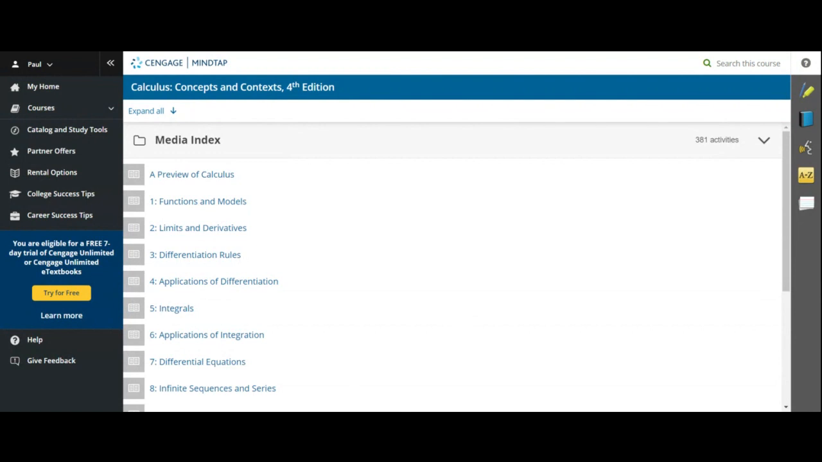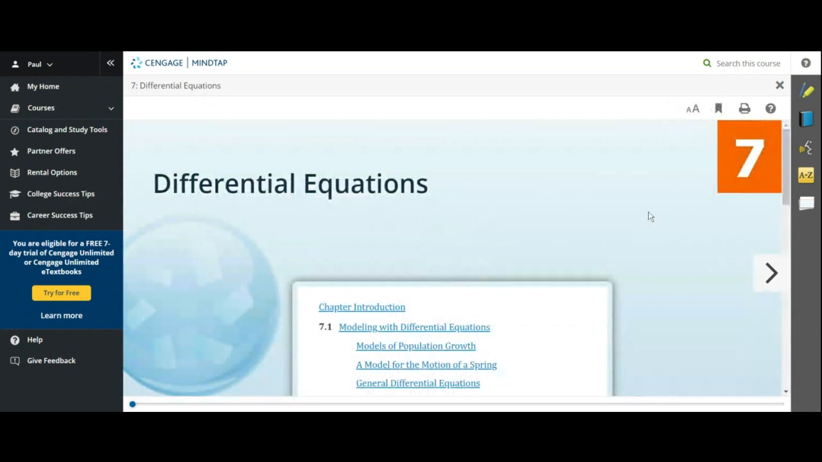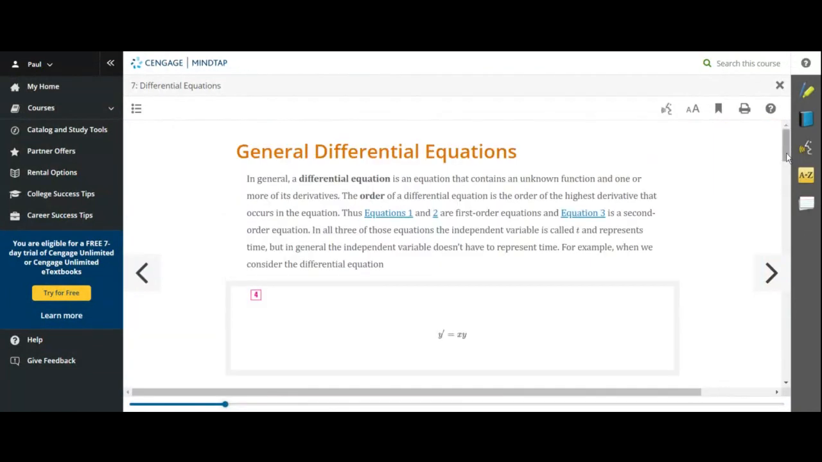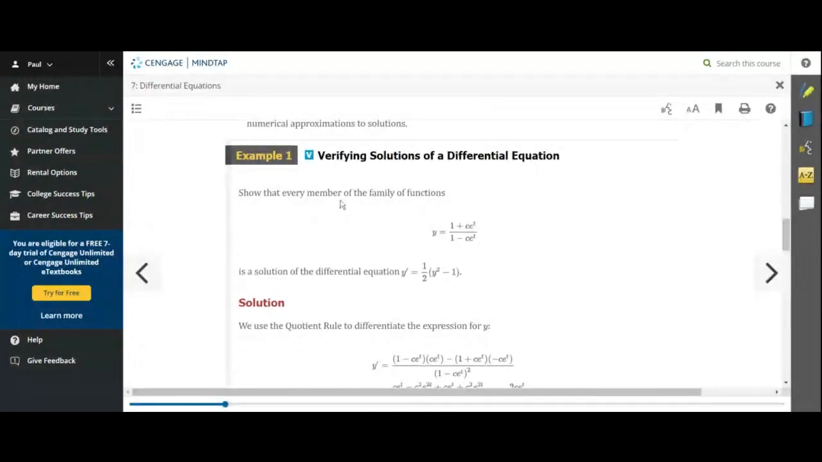Okay, so chapter 7, general differential equations. I want to go to this little example here. Now here they say, here's a differential equation. This is example 1 from your ebook, okay? And they have y prime equals 1/2 times y squared minus 1.